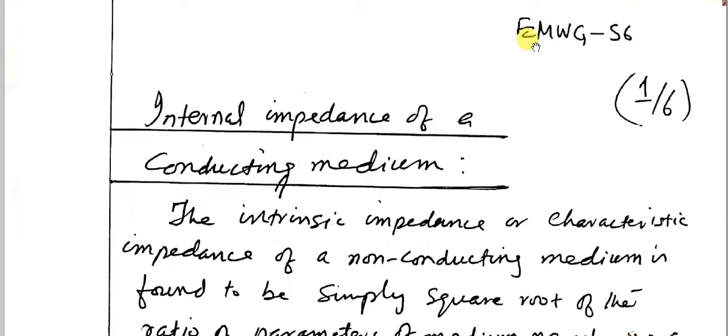The topic code is EMWG-S6. The title of the topic is Internal Impedance of a Conducting Medium.